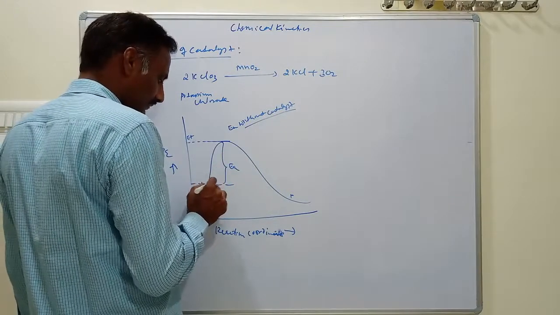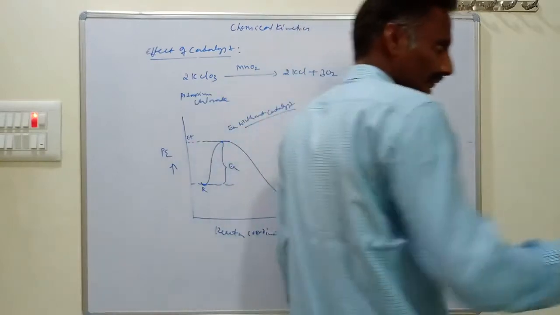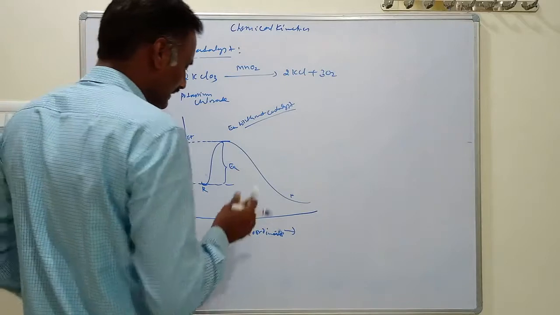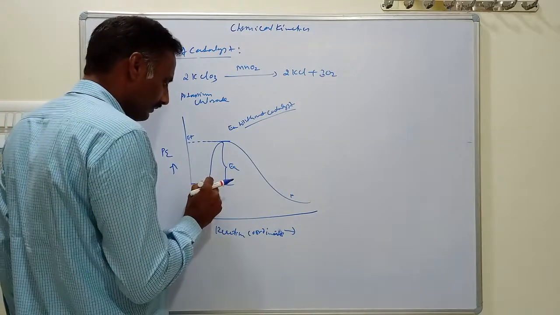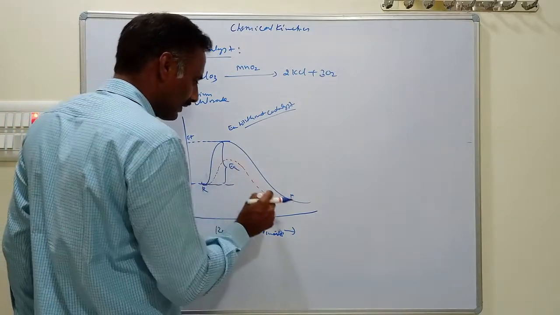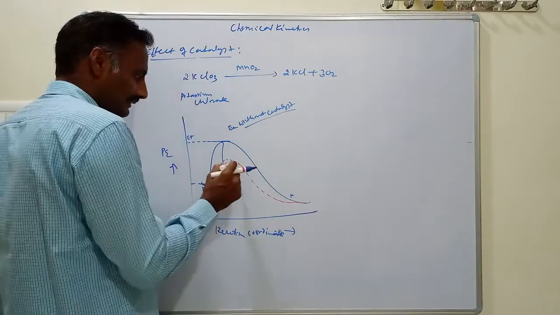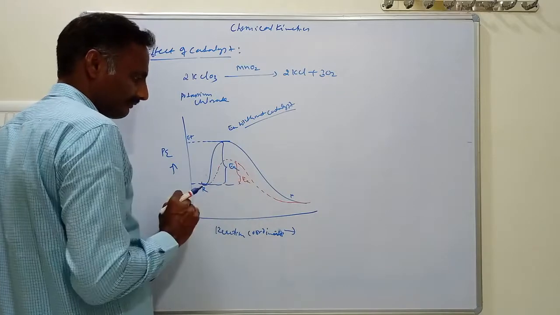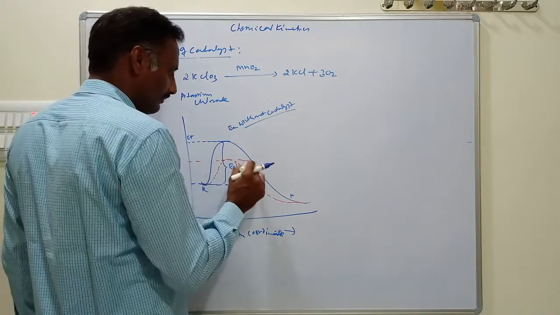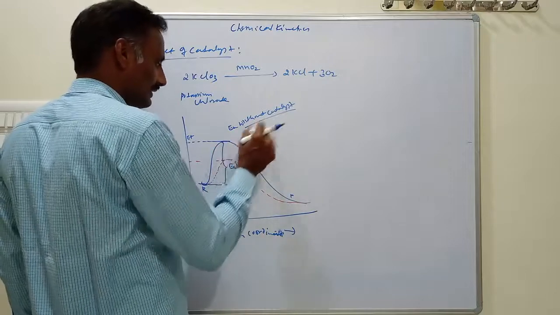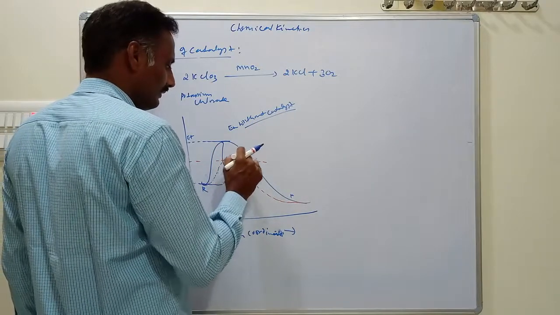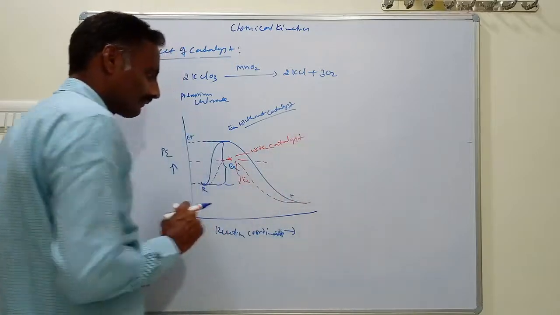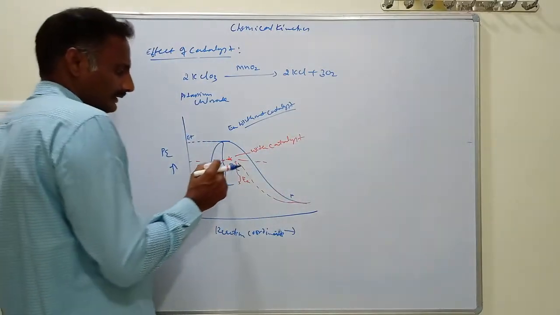For example, here this is with catalyst, and this is without catalyst. With a catalyst, the reaction takes place in a new path like this. If you add a catalyst, the reaction takes place in a new path. This energy gap is nothing but the energy of activation. Which one has higher energy of activation? This one, without catalyst, is higher, and this is with catalyst.